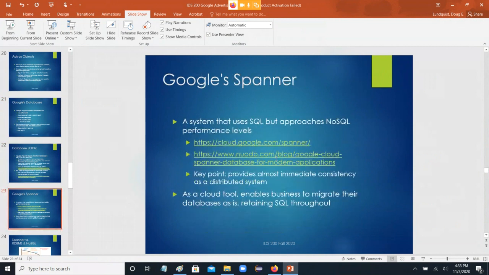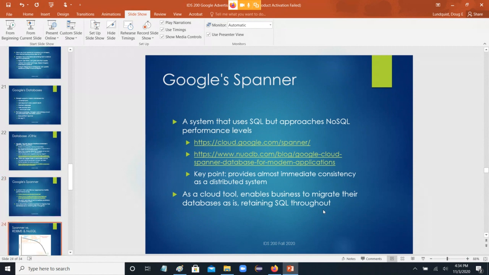Okay. So Google Spanner, it's a system that essentially uses SQL syntax, but approaches NoSQL performance levels. The main feature is almost immediate consistency. So if Google has multiple copies of data, they're almost instantly synced up and correct, which makes it suitable even for things like transaction processing. Since it's essentially a SQL-based system, businesses can migrate their databases in their current format without having to rewrite any of their database code. They can still use standard SQL and don't have to update anything.